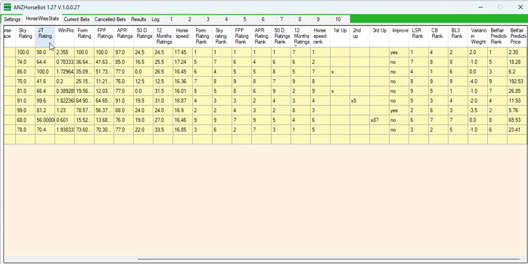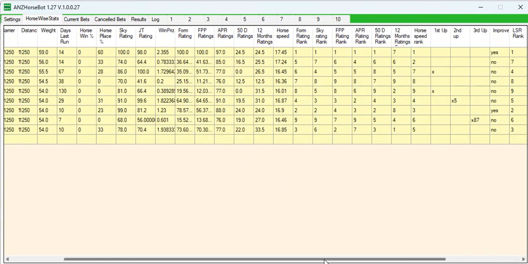And then we have the jockey trainer rating, which I find very powerful. If a horse has got 100% for jockey trainer ratio, then it's a very good bet, and even greater than 80 upwards is a good bet. So you can use all these settings in the ANZ bot.